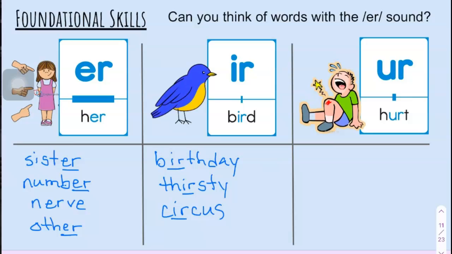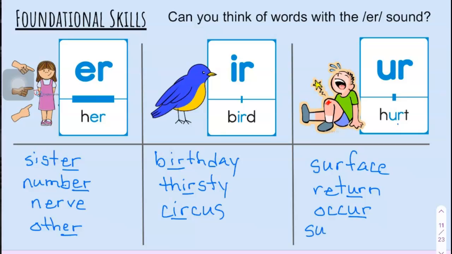How about the UR sound? We have hurt. How about surface? Return. There we have one in the second syllable of the word. How about occur and survive? Can you think of any other words to add to these categories?